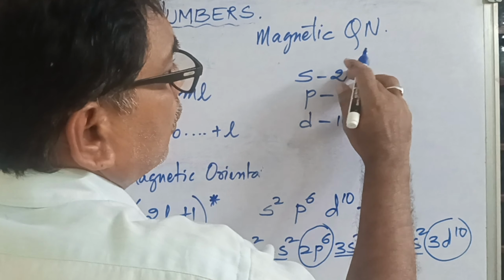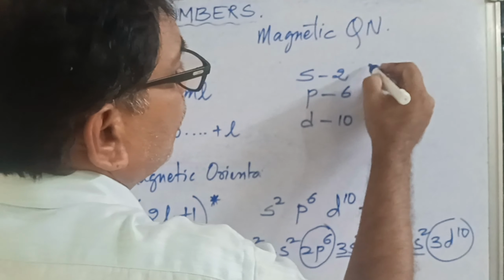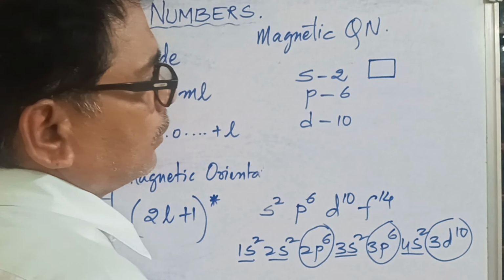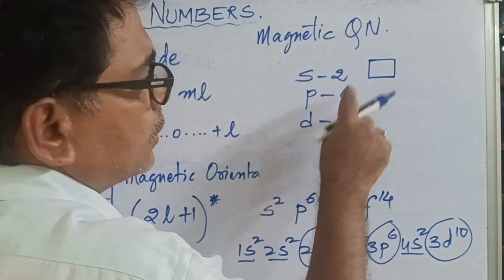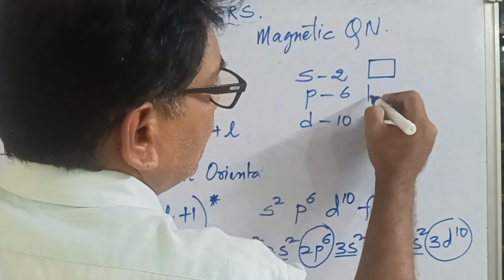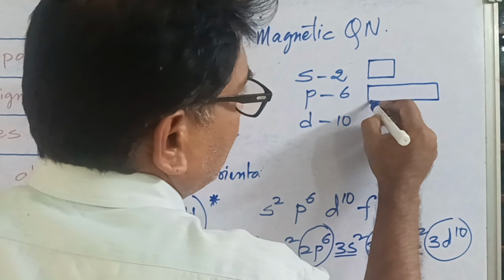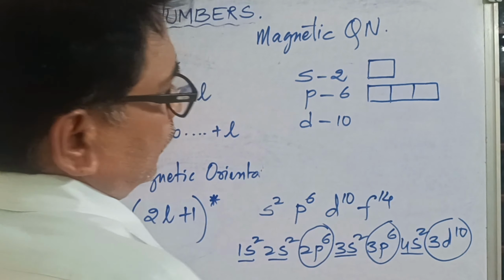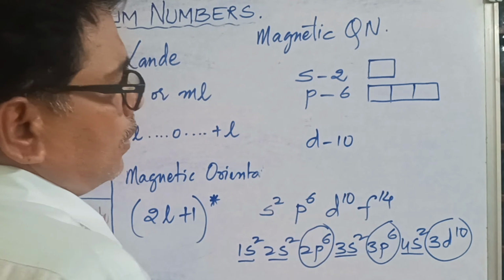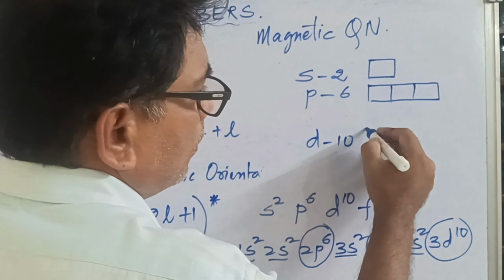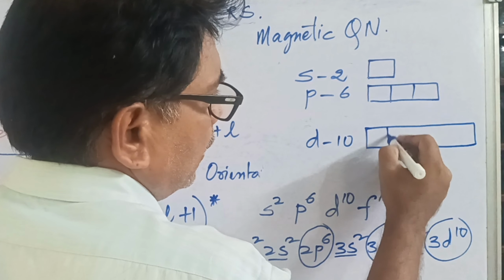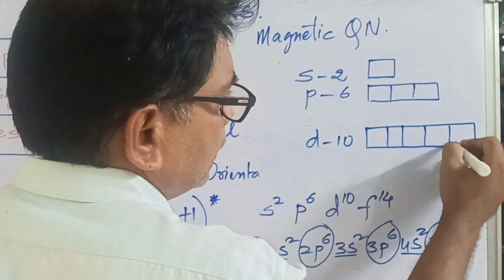Now, S has got how many electrons? 2. Therefore, how many degenerate orbitals does it require? Only 1. P holds how many electrons? 6. Each box holds 2 electrons, therefore it requires how many boxes or degenerate orbitals? 3. Now, D holds how many electrons? 10. So, to hold 10 electrons, how many boxes does it require? What do we call these boxes? Degenerate orbitals. How many does it require?